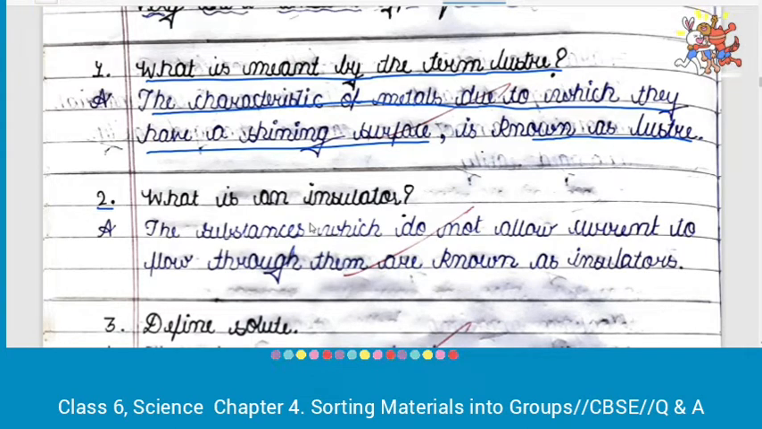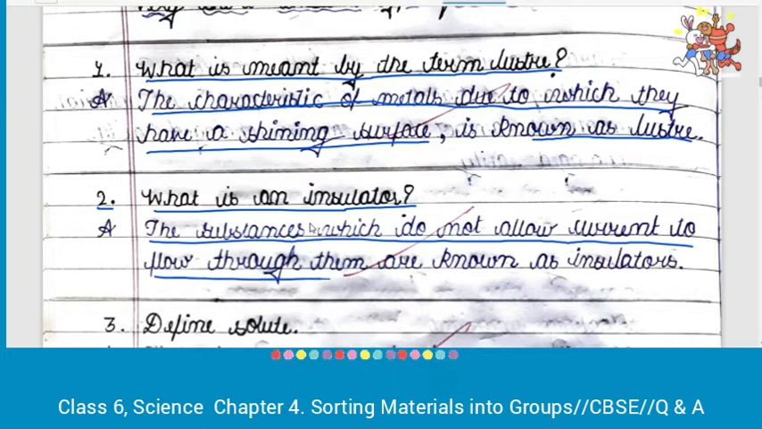Second question, what is an insulator? The substances which do not allow current to flow through them are known as insulators.